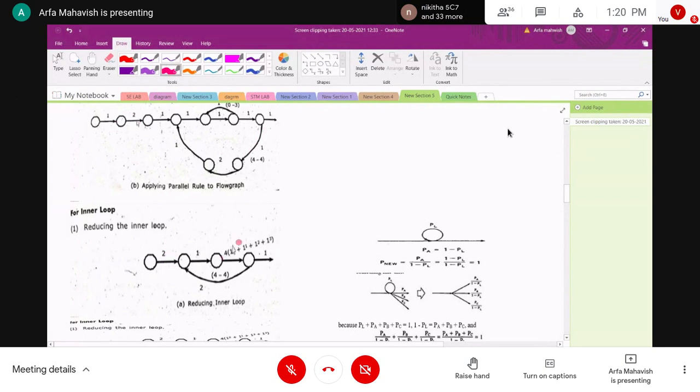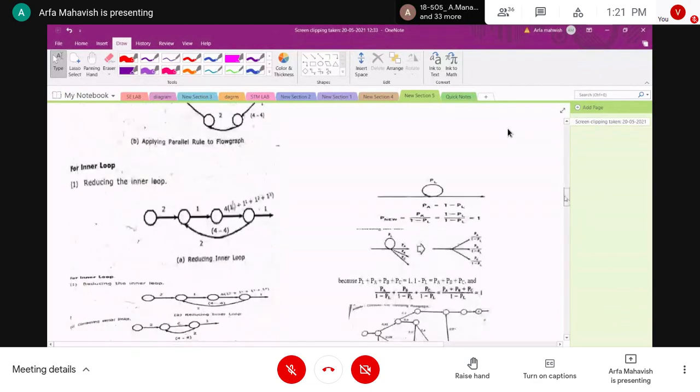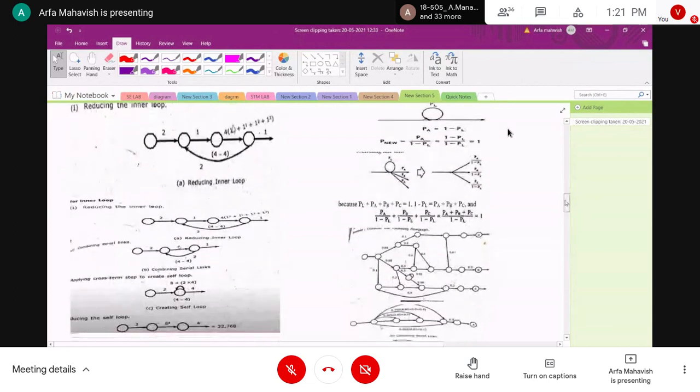Here, same as I said just now, for self loops we are going with this kind of rule. Next, we are combining the serial links. Whatever serial links are there, we are combining them. So look at this diagram. We are combining all the serial links, and we are getting this point. So here it is 4.